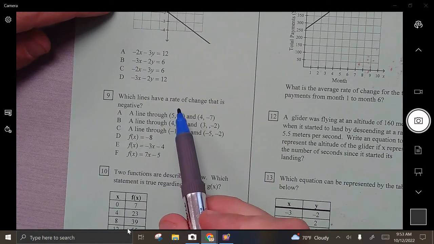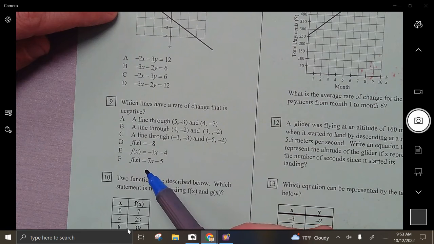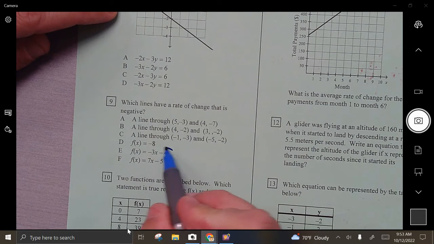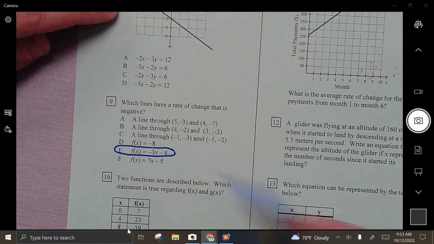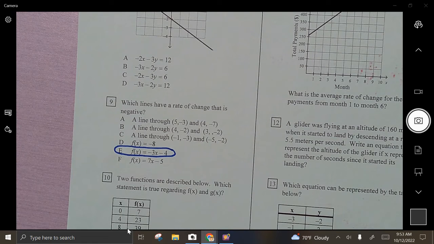Which lines have a negative rate of change? Okay. Negative rate of change. This one has a negative rate of change because it's a negative 3x. What other ones do? When you find the slopes here, which ones have negatives? All right. Other than that, this is your homework. You can do a lot of it in class if you need to.